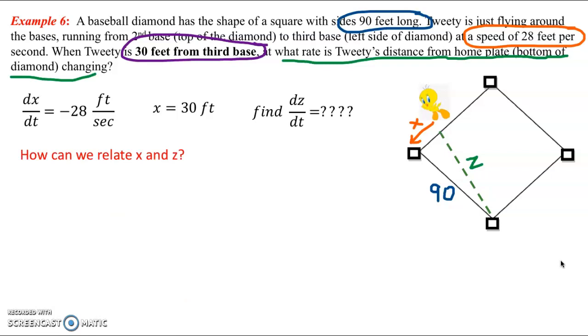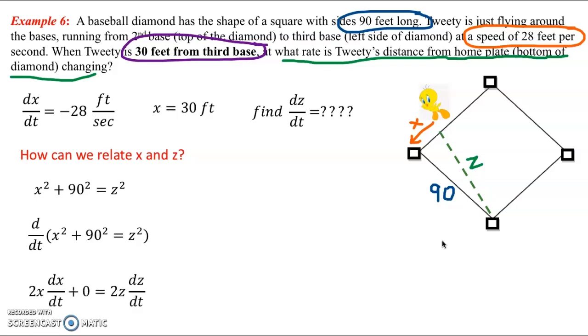So next, how can we relate x and z? Well, again, looking at the different things that we use to relate rates, one of the most common is if I have sides of a right triangle, I could use the Pythagorean Theorem. x squared plus 90 squared will equal z squared. And I only have two variables here. I have information about x, and I want information about z. So I can simply take the derivative implicitly with respect to time. Doing so, I get 2x dx/dt plus 0, because remember 90 squared is a number, equals 2z dz/dt, which is the derivative implicitly of z.